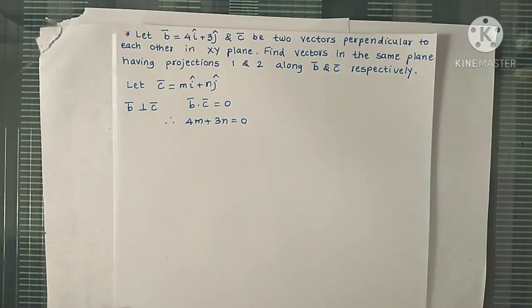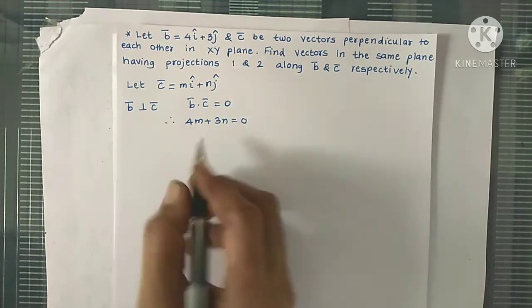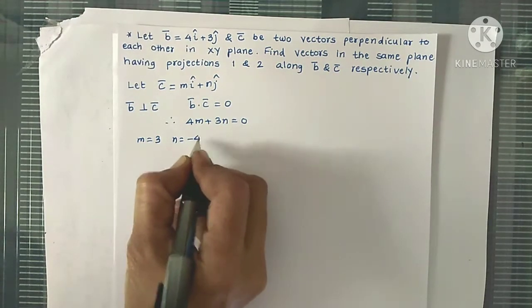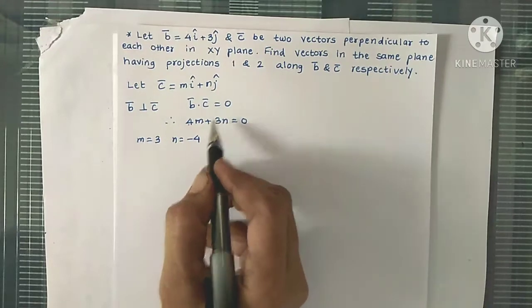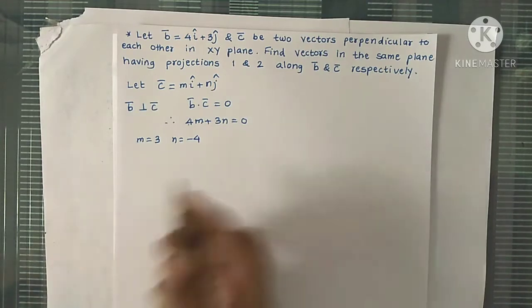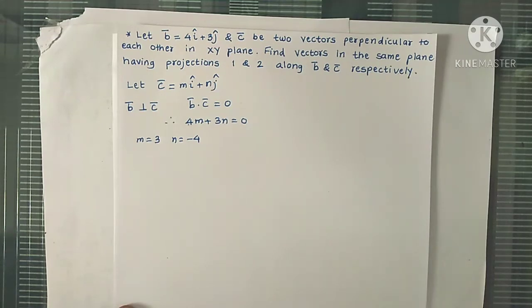Now let's find out values of m and n first. What will be the possible values? Because we have only one equation for m and n, let's see the possibilities. If m is say 3, then n has to be minus 4. Why? Because 4 into 3 is 12 and 3 into minus 4 will be minus 12, and 12 minus 12 is 0. So m is 3 and n is minus 4 is one possibility, or we can take multiples of 3 and minus 4 so that 4m plus 3n will be 0.